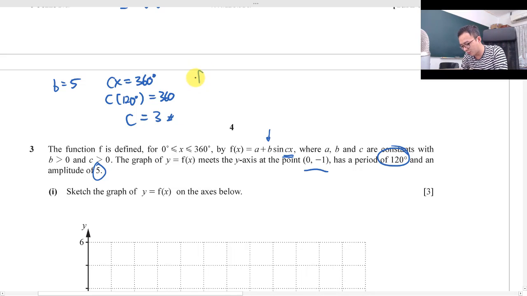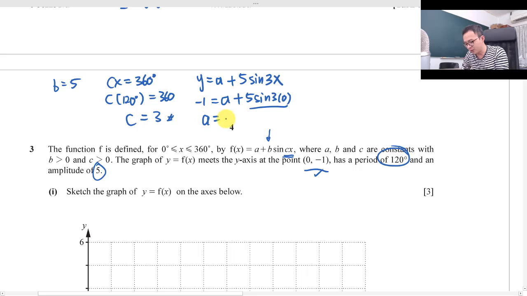So I rewrite the equation one more time. So you prefer y, I can write the y. Y equals a plus phi sine 3x. Alright, so I want to find a, so I will sub these coordinates over here. Y is -1 and x will be 0. So sine 0 is equal to 0, so a equals -1. So therefore I should have the equation here is y equals phi sine 3x minus 1.